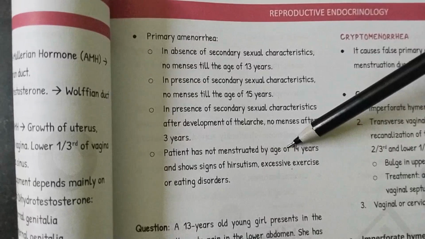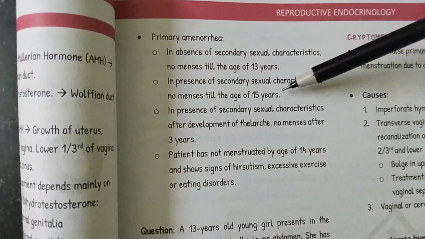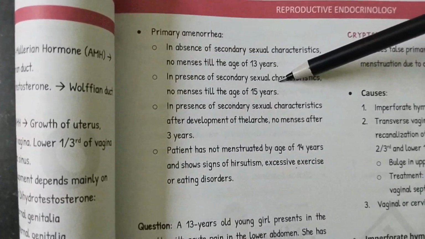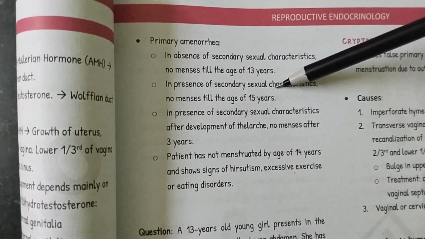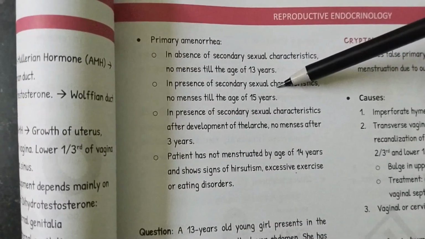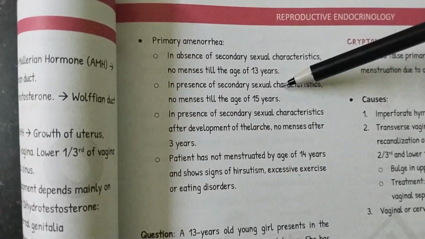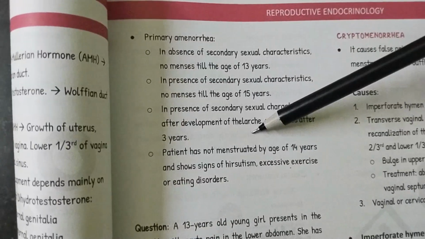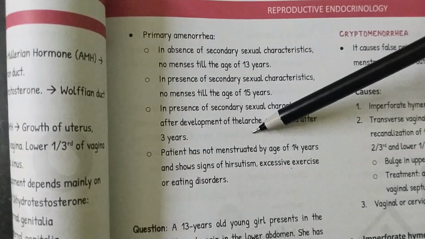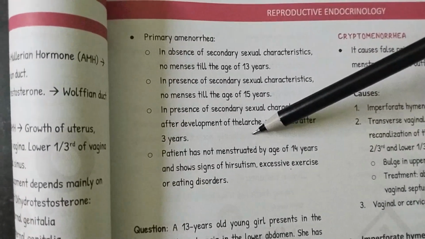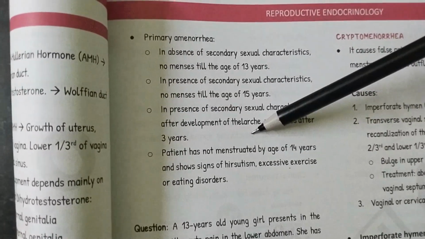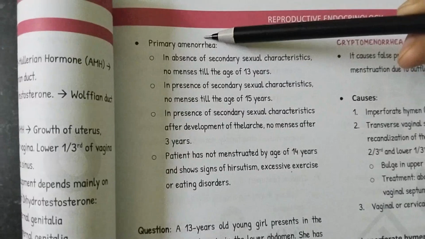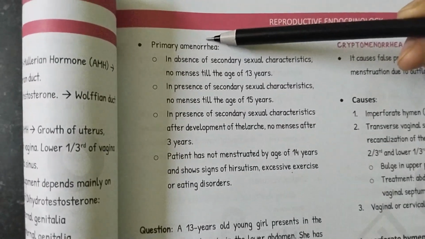What is the significance of 15 years of age? In the presence of secondary sexual characters, if there is no menses till 15 years of age, then that is called as primary amenorrhea. Now, आपको तीन नंबर याद करने दिए हैं, इसलिए 3 का भी कुछ सिग्निफिकेंस है. So, in the presence of secondary sexual characters, after the development of the thelarche, if there is no menses till 3 years, then that is called as primary amenorrhea. So, for the definition of primary amenorrhea, you should remember three numbers, 13, 14 and 15.